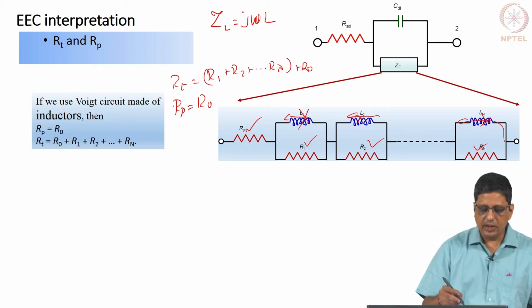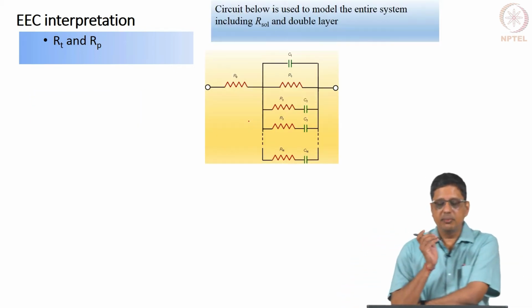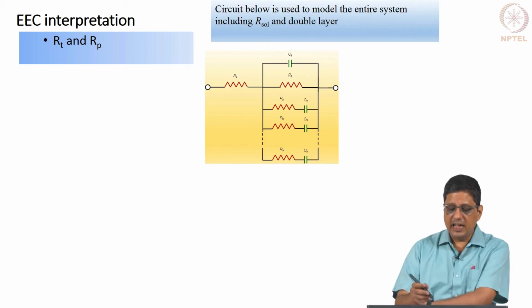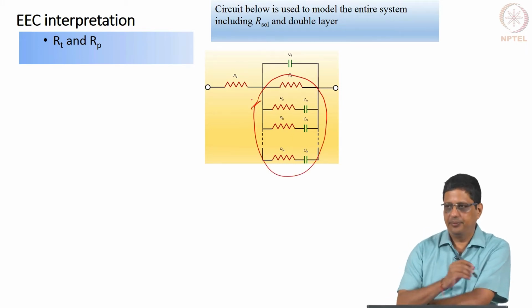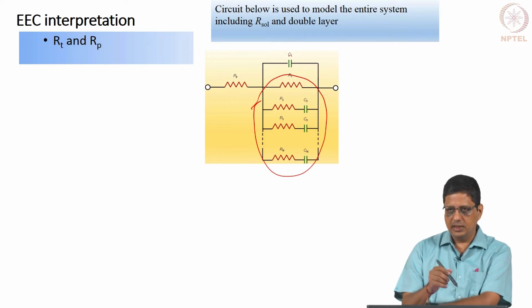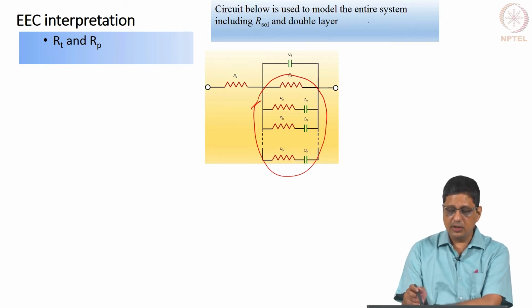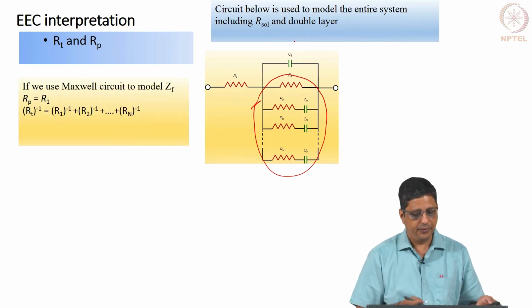Which means if I use a Voigt circuit based on inductor, I know the relationship here. Now, if I use a Maxwell circuit, I still have R solution, C1 here is a double layer capacitance. So, it starts at R1, R2 C2, R3 C3 and so on. One resistance and then pairs of resistance and capacitance are arranged in this fashion. So, the circuit below is used to model the entire system including the solution resistance and double layer.